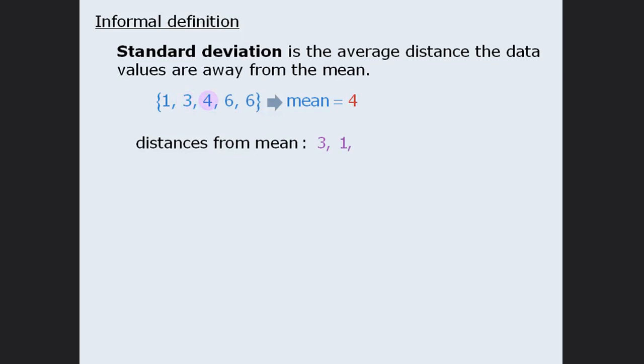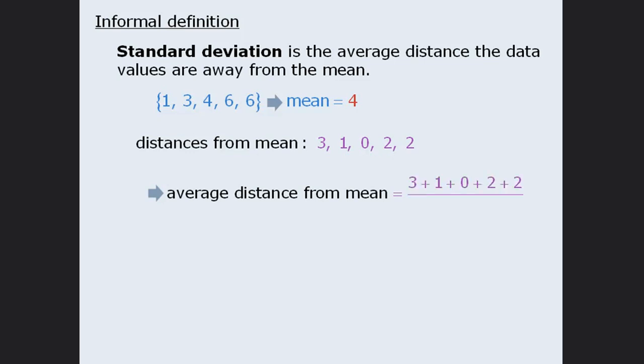The third number is 4, and it is 0 units away from the mean. Next we have 6, which is 2 units away from the mean. And finally we have another 6, which is 2 units away from the mean. Our informal definition says that the standard deviation is the average distance the values are away from the mean. To calculate this average, we will add up the 5 distances and then divide by 5.